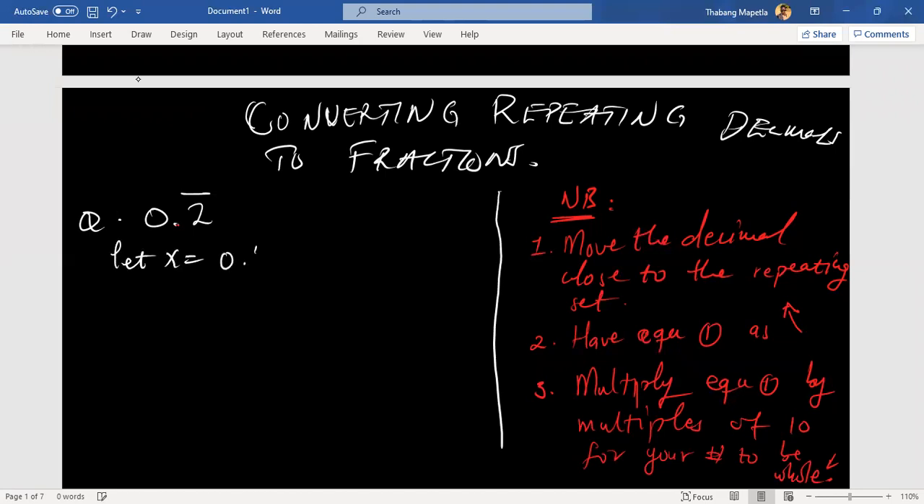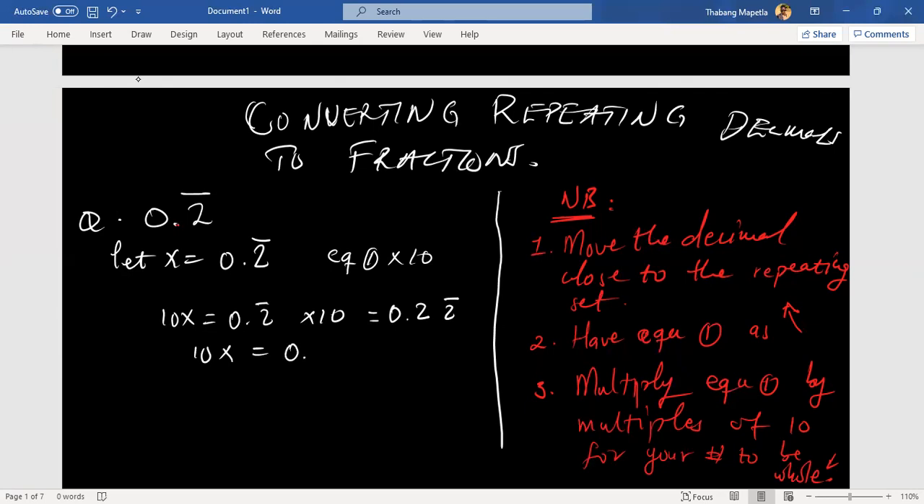Let x be 0.2 bar. And then from here, you multiply everything by 10. You say equation 1 times 10. So you're going to have 10x equals 0.2 bar times 10, which is going to be 0.22 bar. Remember, 2 is always repeating. Therefore, 10x equals 0.2, then 2 bar. This is equation 2.